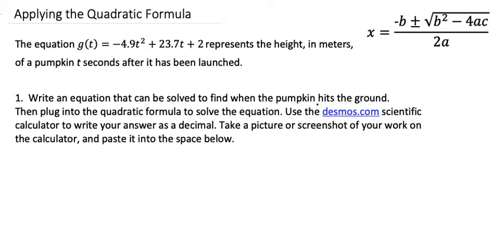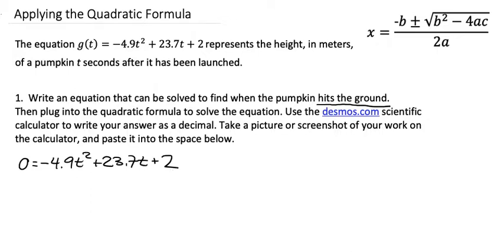So when the pumpkin hits the ground, that means that its height is 0. And so I can plug in 0 for g of t because that's the height. So my equation would be 0 equals negative 4.9t squared plus 23.7t plus 2. Now we want to plug into the quadratic formula to solve this equation for t.